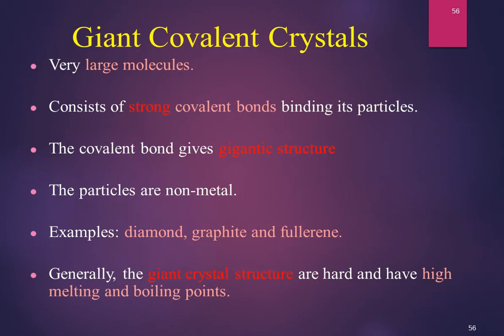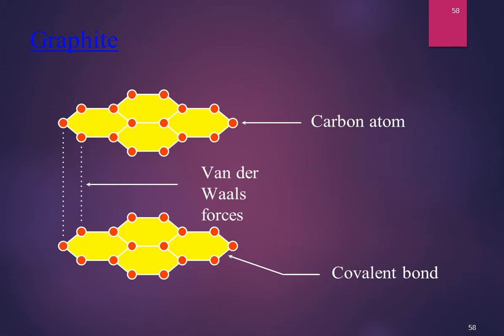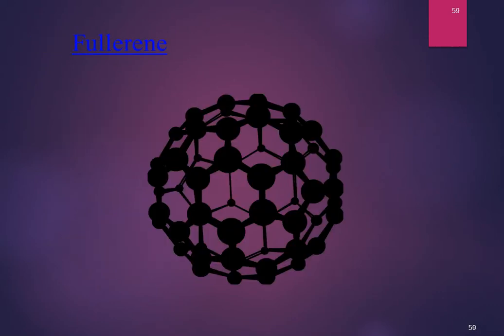Giant covalent crystal. Very large molecules consist of strong covalent bonds binding its particles. The covalent bond gives gigantic structure. The particles are non-metal. Example, diamond, graphite and fullerenes. Generally, the giant crystal structures are hard and have high melting and boiling point. This is an example for diamond. Example for graphite. Example fullerenes.